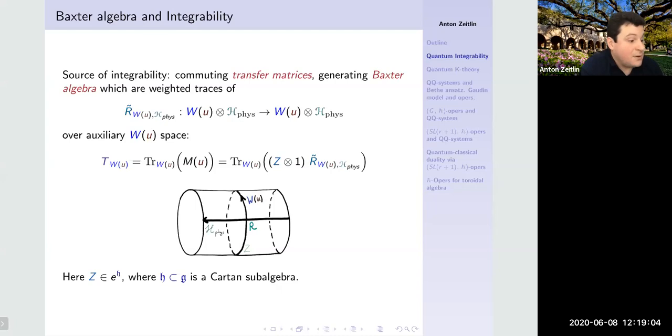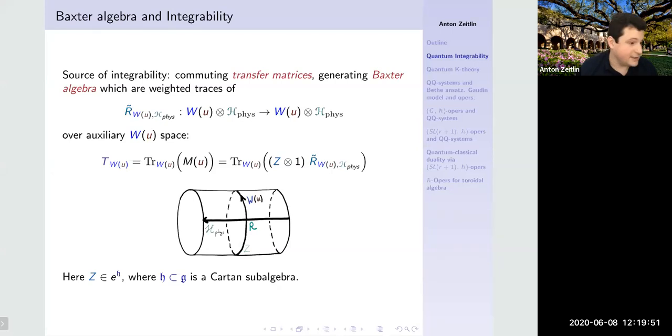So now, let's look at this R matrix and apply to it the permutation operator so that it does not mix up the modules, and take a trace with respect to the auxiliary module. Then you get what is called the transfer matrix associated to that auxiliary representation W of U, where U will now be known as the spectral parameter. Also present there is the weight Z, again a very important object, which belongs to the Cartan subgroup. Keep it in mind, it's going to be very, very important.